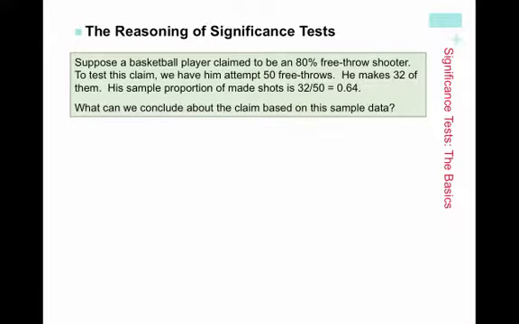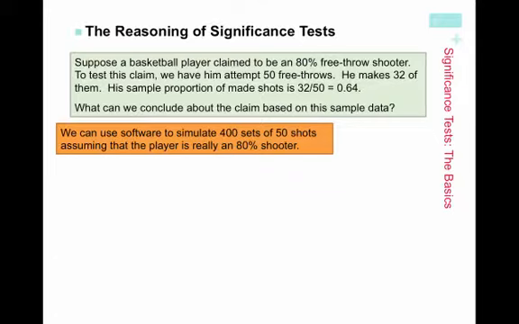So, let's introduce it. We have a basketball player claiming to be an 80% free throw shooter. To test this claim, we have him attempt 53 free throws. He makes 32 of them, which makes his sample proportion, his p-hat, equal to 0.64. What can we conclude about his claim? It's definitely lower than 80%, but is this data different enough to reject his claim? We can use software to simulate this, assuming that he is an 80% shooter.